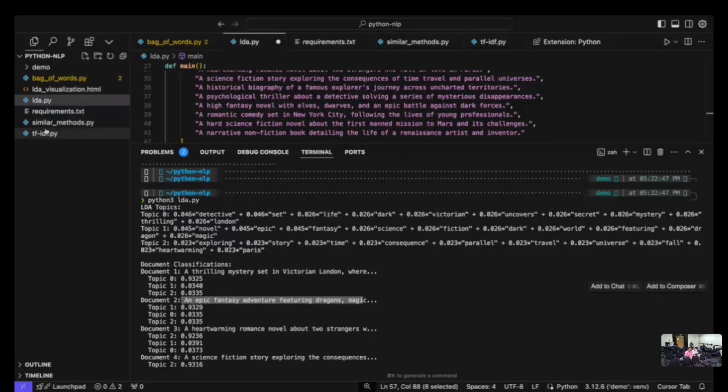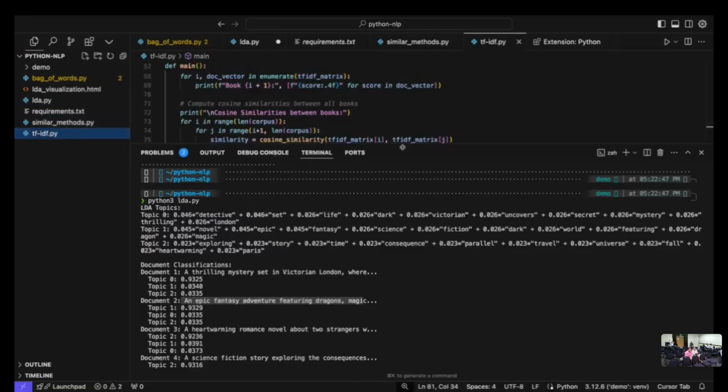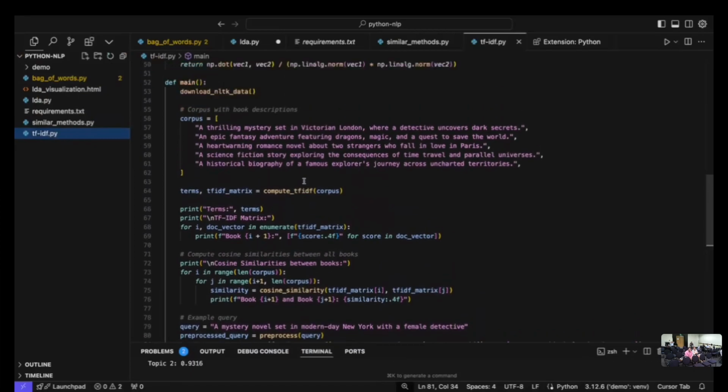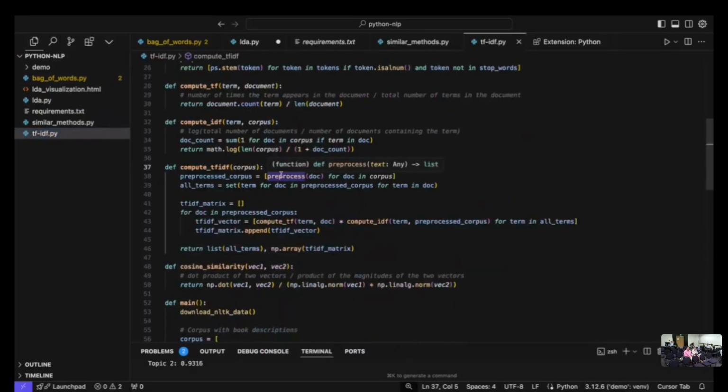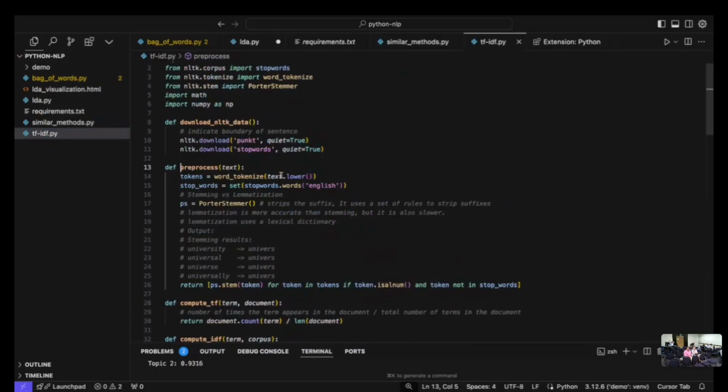Now we'll see another algorithm, which is TF-IDF. In this case, we again go to the main function. We do the similar thing, download the libraries, and this is again a corpus of the same book descriptions that we saw earlier. And we will compute the TF-IDF of this particular corpus. We again go to the pre-process doc, and here we see something else. We see that we are using something called a stemmer.